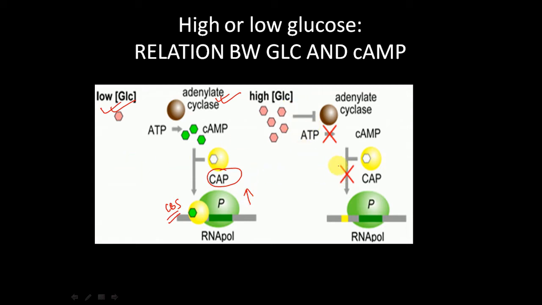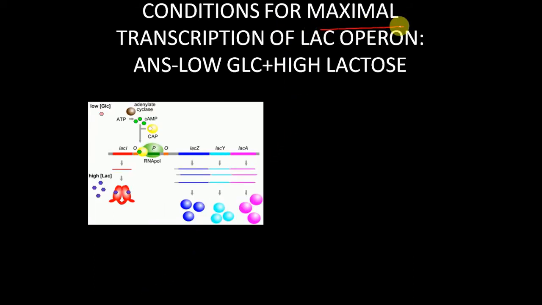When we have high glucose concentration, however, the conversion step of ATP to cAMP is not possible, and hence a moderate expression is seen, because now there will be no boosting factor that was previously produced by the cAMP CAP binding complex, right? Next up, what are the conditions for maximal transcription of Lac Operon? As you can see written on the screen, low glucose and high lactose condition. That means, why do you need the Lac Operon in the first place? You need it because you need to convert the lactose into the two monosaccharide units, right?